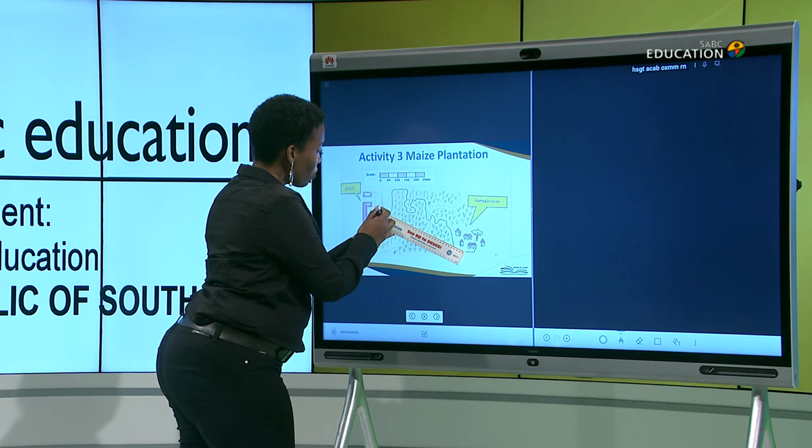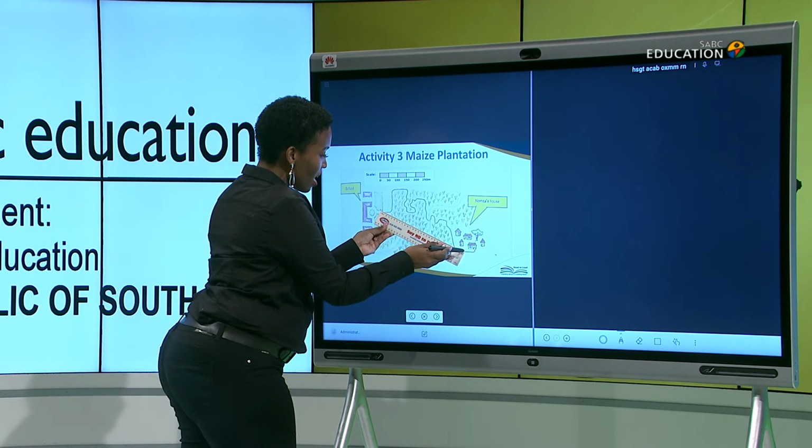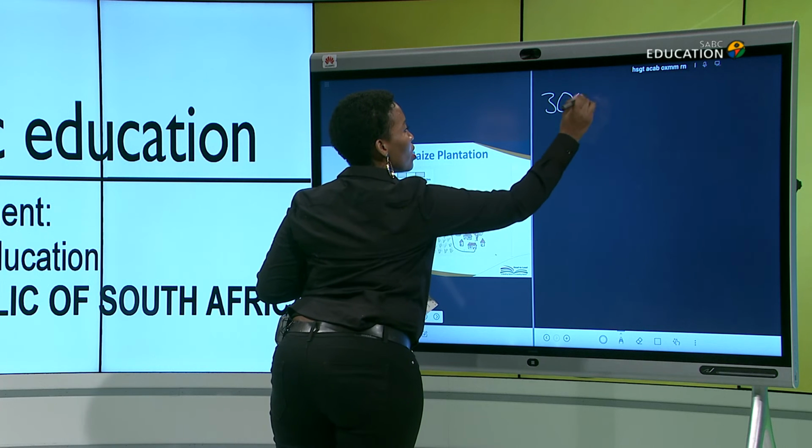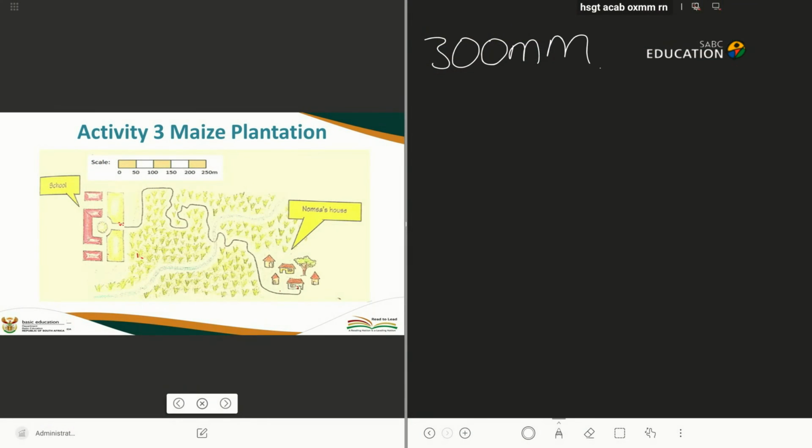So when I measure with my ruler from here up to here, I'm getting 300 millimeters. So it will be 300 millimeters. And then from this point to the house, remember, it has to be on a straight line, I'm getting about 35 millimeters. So 300 plus 35 millimeters is equal to 335 millimeters.